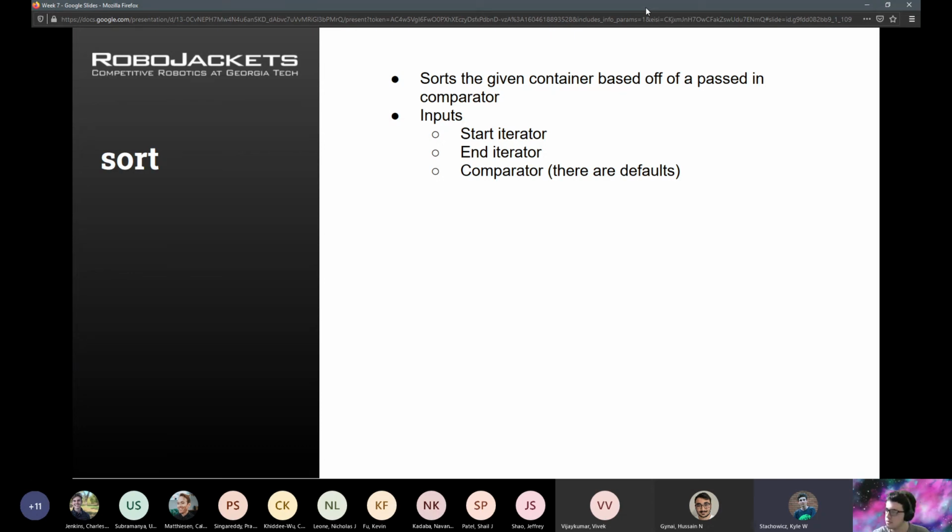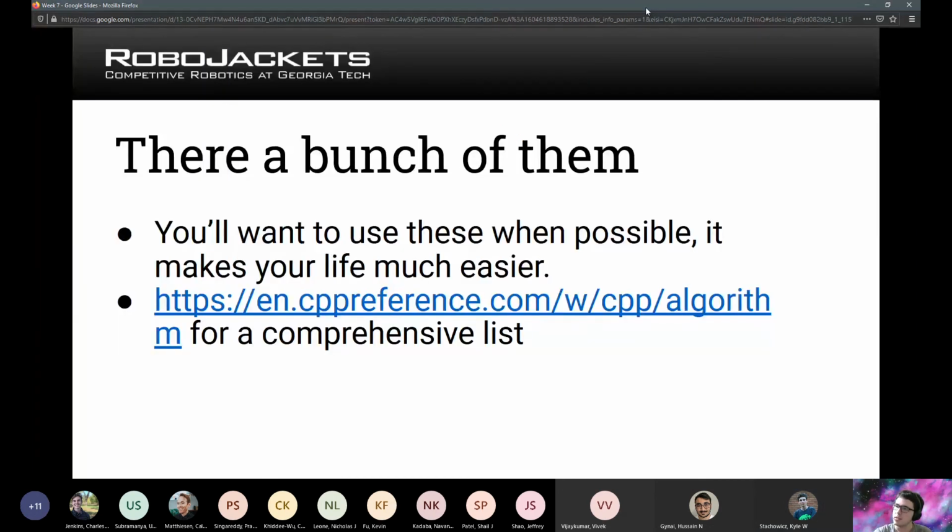Cool. So that's standard sort. And there's a whole lot of algorithms because there's a lot of ways that you would want to manipulate containers. If you just look at the cppreference website and search algorithm, you will find all of them, and there's a lot. So if you ever find yourself thinking, I want to do this to some container, just search and see if there's an algorithm for it already, because somebody's done it and somebody's done it better than you can.